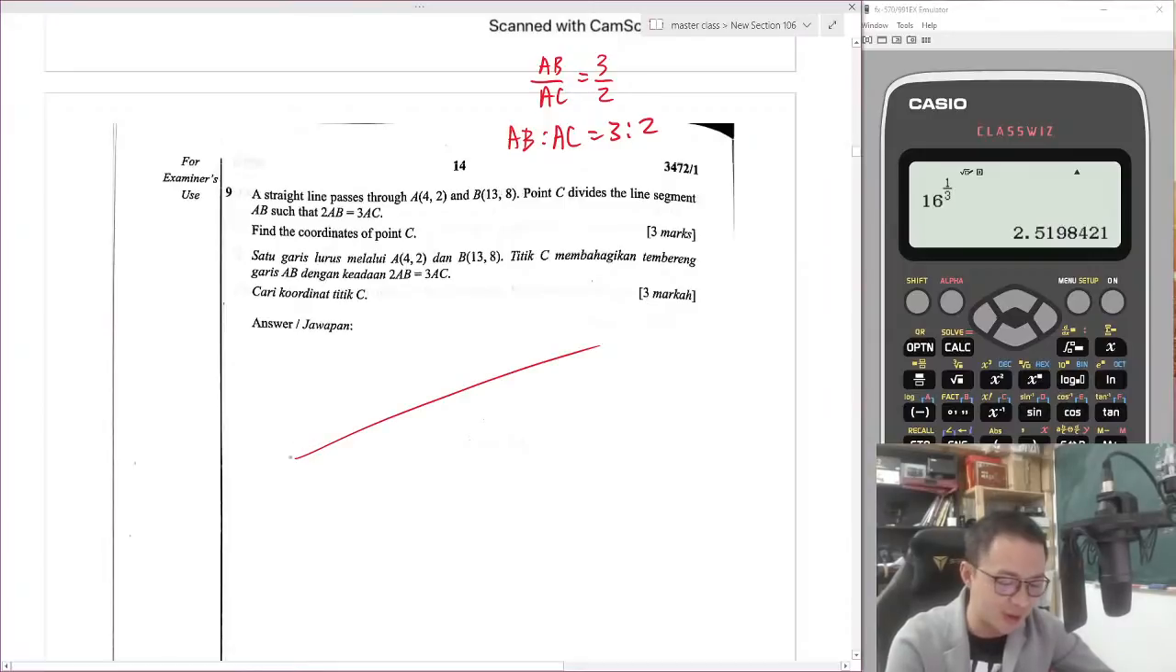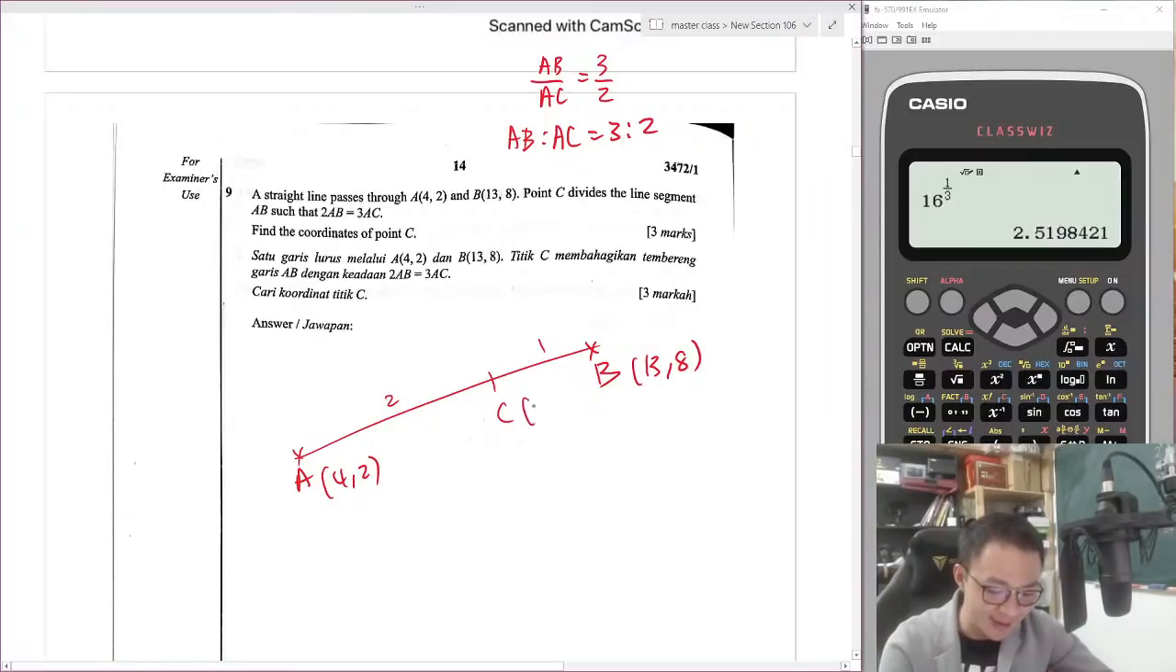Then I will draw A, B. This one will be ratio 3, so AC must be ratio 2. So C is somewhere here. So you can see 2, 3, so here will be 1. Alright, then I will insert my coordinates. A is 4, 2. B is 13, 8. C is x, y. Alright, they asked me to find the point C.